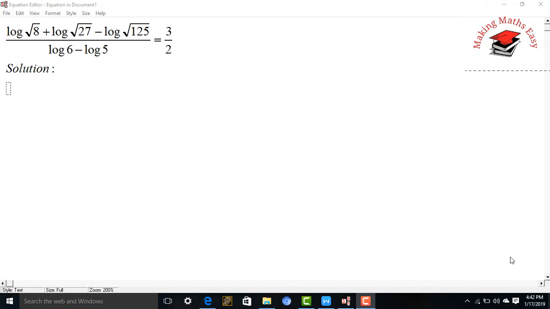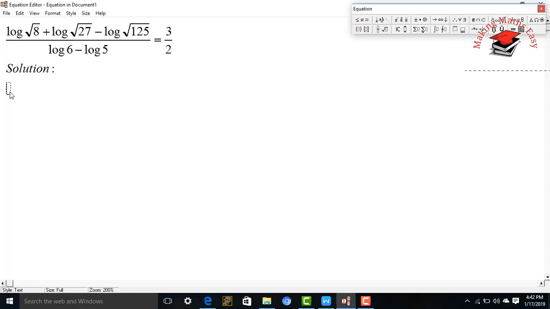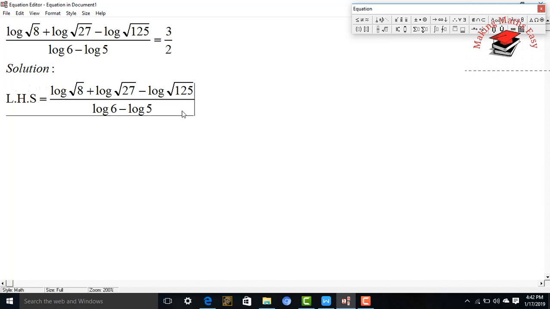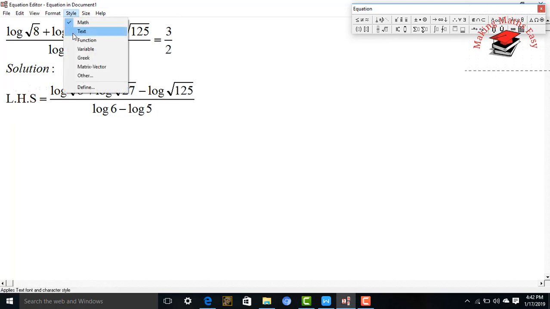Today in this video we will prove this logarithmic equation. First of all we will take the left hand side, which is LHS. The LHS is equal to log of square root of 8 plus log of square root of 27 minus log of square root of 125, divided by log of 6 minus log of 7. So we will take this and paste it here. After taking the LHS, we will simplify it and try to bring the RHS out of the LHS.